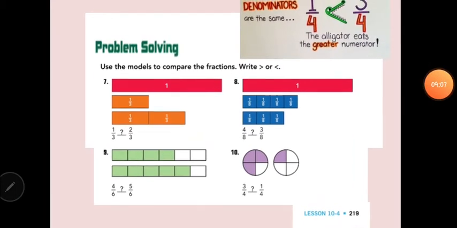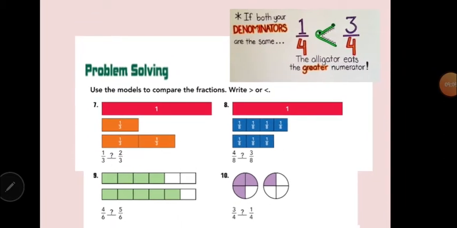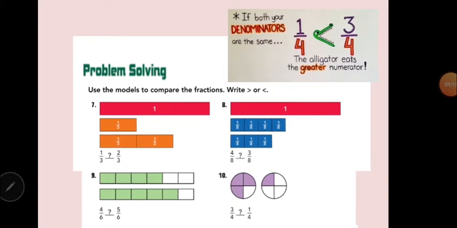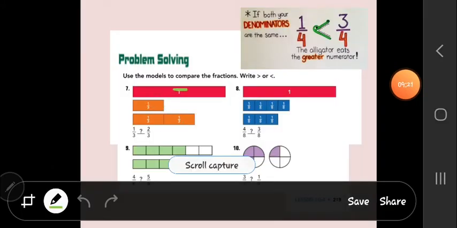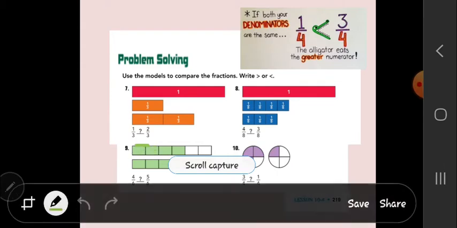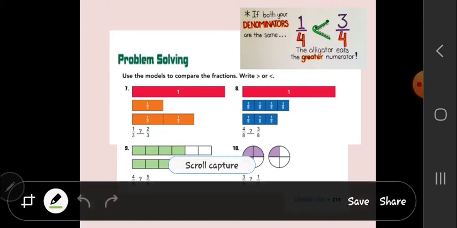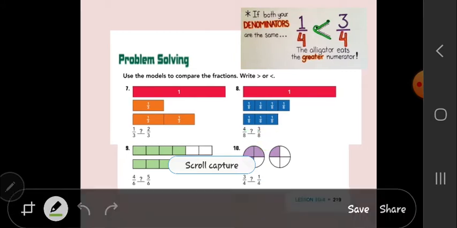So now we are on page 219, and remember, if both your denominators are the same, the alligator will eat the greater numerator. Okay, use the model to compare fractions, greater and smaller. It's obvious. 1/3 and 2/3. Can you answer this one by yourself? 4/8 and 3/8. I will not answer it. You can do it by yourself.